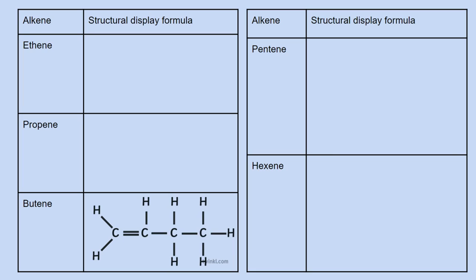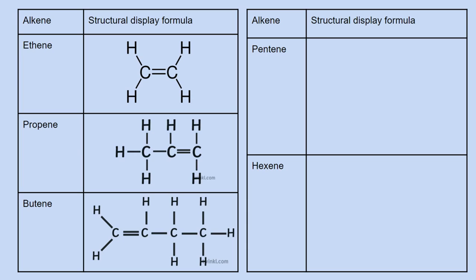Okay, you should have drawn them by now. So let's go through some answers. So we have ethene, 2 carbons, a double bond between them, and then 4 hydrogens. Propene, 3 carbons, 1 double bond, and 6 hydrogens around. We've done butene, we've gone through that.